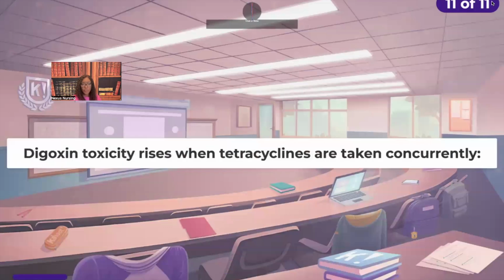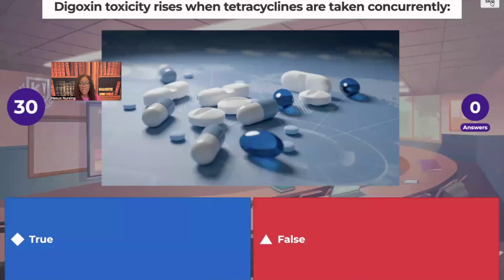Last question, true or false? Digoxin toxicity rises when tetracyclines are taken concurrently. Is this true or is this false? Digoxin toxicity rises when tetracyclines are taken concurrently. True or false?